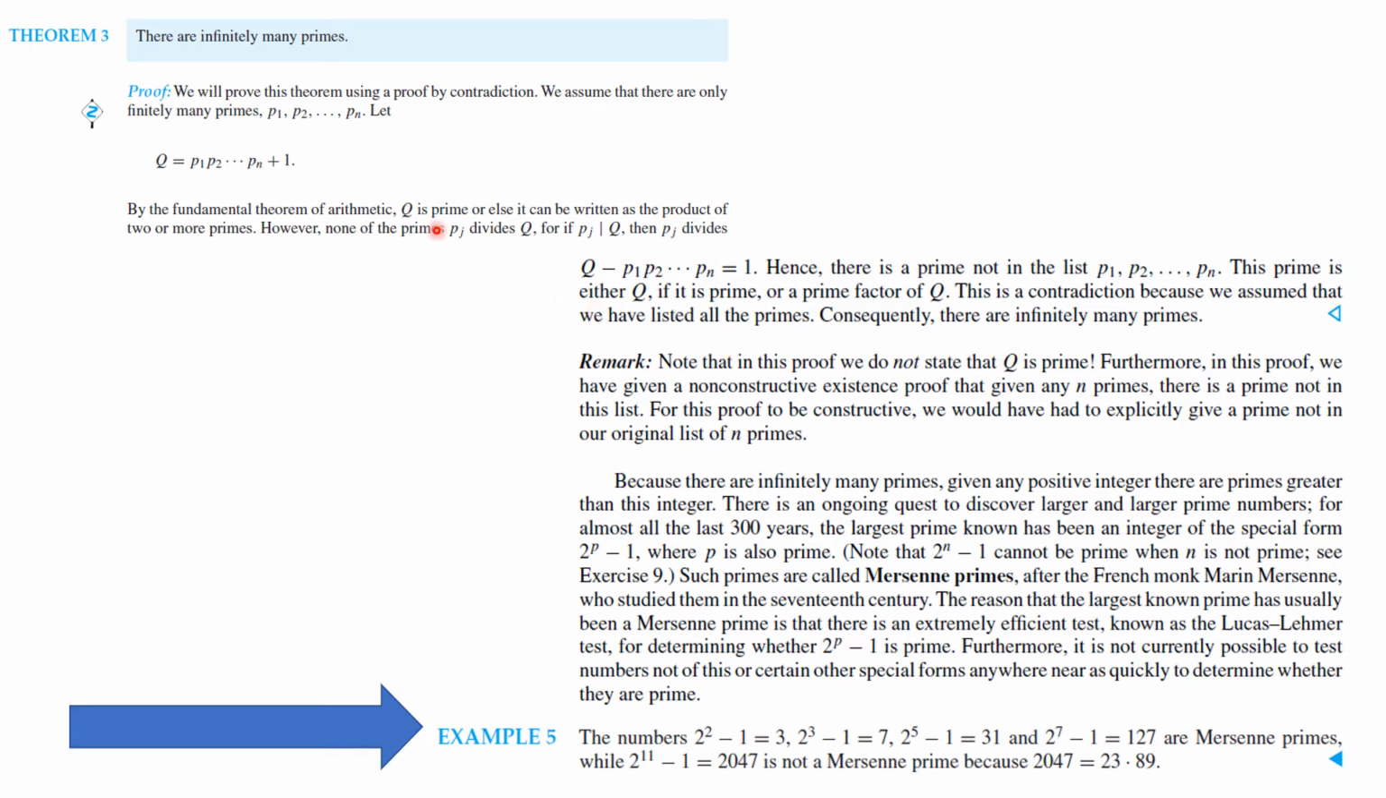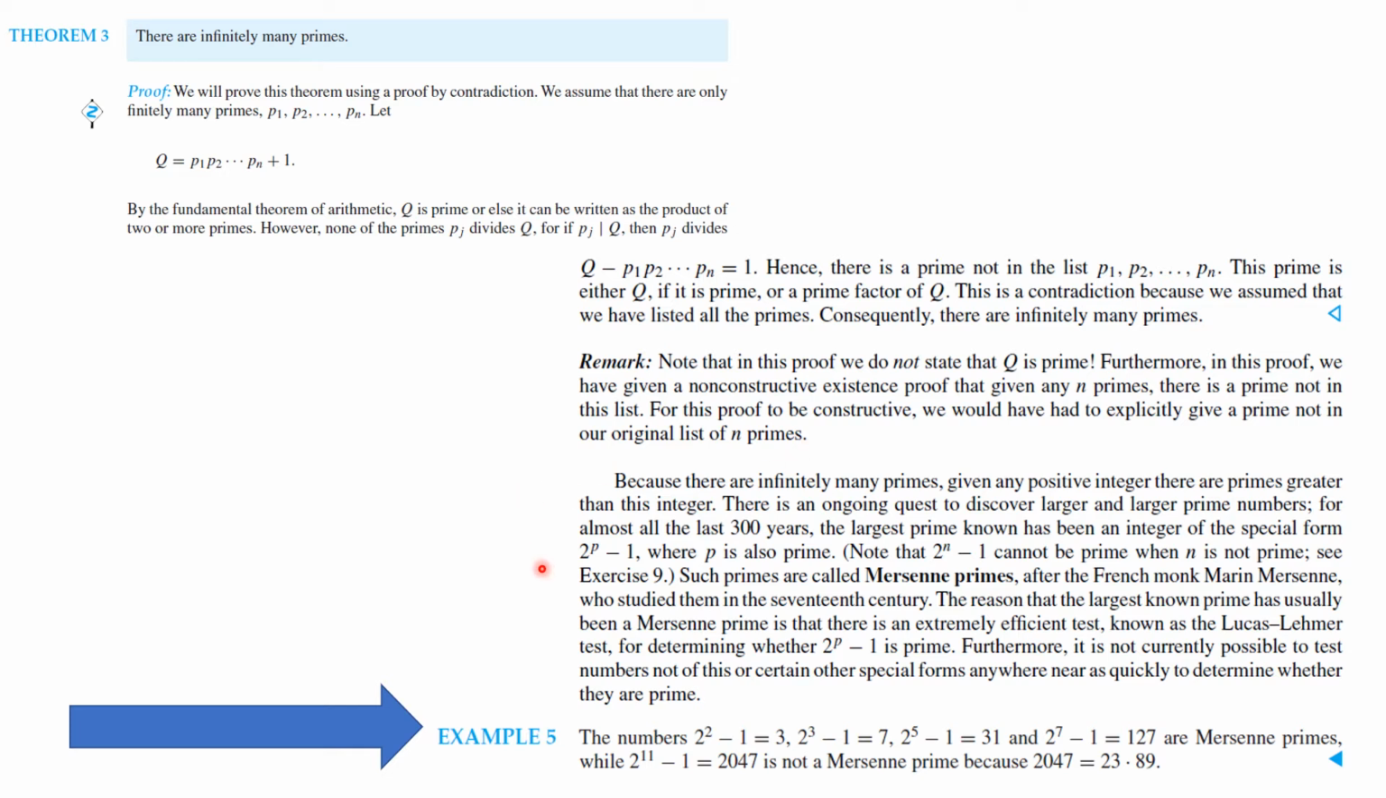Think about this proof by contradiction. It is really quite elegant. And note that we don't state that Q is prime. And note also that the proof was non-constructive. We don't tell you how to find the primes, we just prove that there are an infinite number of primes, because having a finite number leads us to a contradiction.